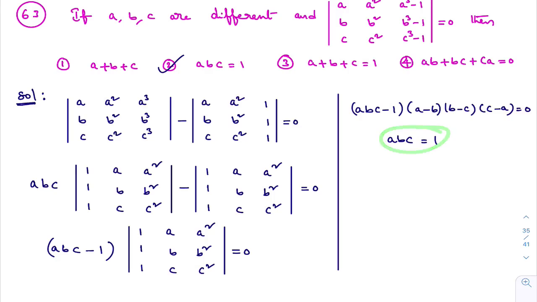Is abc equal to 1 there in the options? Yes, abc equal to 1 is there. Is a equal to b equal to c given anywhere like that? No, nowhere is it given. So the second option is the right option. I hope you understand this.